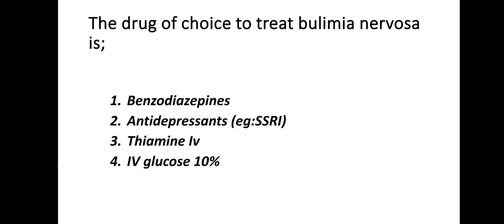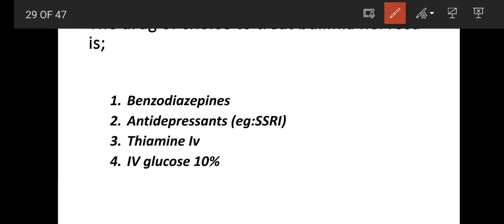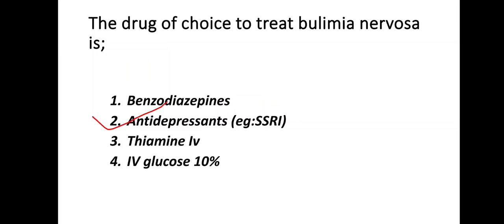Next question. The drug of choice to treat bulimia nervosa. Options: benzodiazepines, antidepressants, thiamine, IV glucose 10%. Here the answer is antidepressants. Drug of choice to treat bulimia nervosa. Answer is antidepressants. Example: SSRI, selective serotonin reuptake inhibitors.